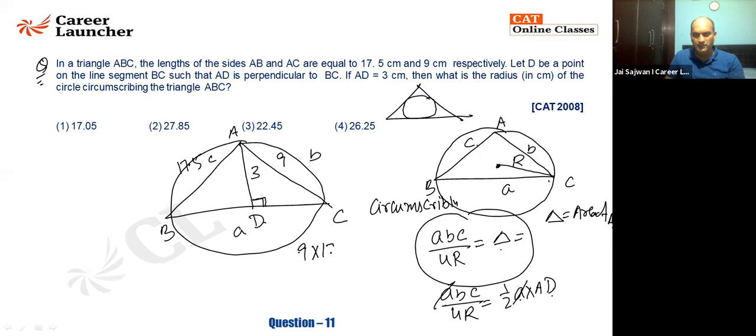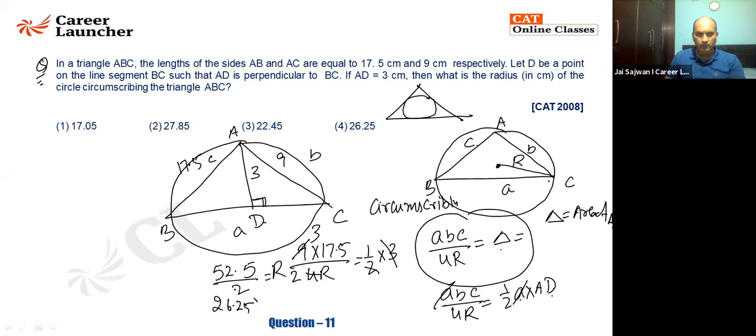How much is c? That is 17.5 upon 4R is equal to half of AD. What is AD? That is 3. I'll cancel it, I'll cancel it as well. So 3 5s are 15, 52.5 by 2 is equal to R, which is coming out to be 26.25. That's your answer. Yes, Rohit.